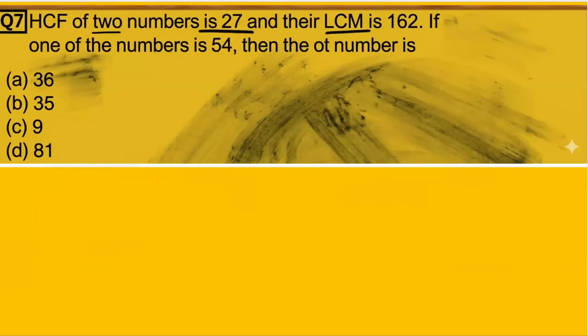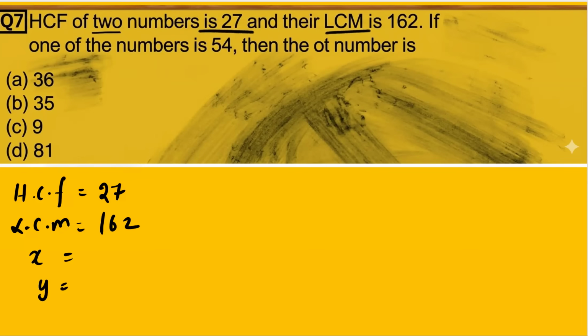So next question. The HCF of two numbers is 27. It's given that the HCF of two numbers is 27 and the LCM is 162. If I take the first number as X and the other number as Y, then we have to determine the second number. Basically, I'll take the first number as X, and we have to determine the second number.